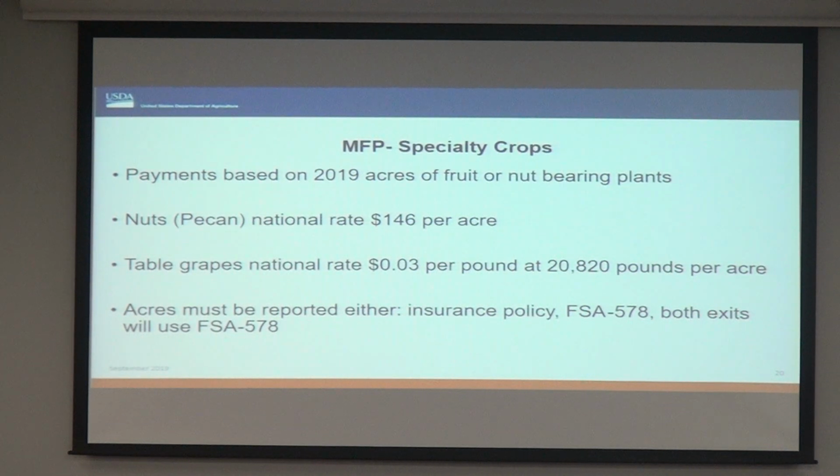And then for specialty crops, as far as determining the acreage, we're going to either use an insurance policy if they were covered, or else an FSA acreage report. Now, if both exist, the FSA acreage report will be used.